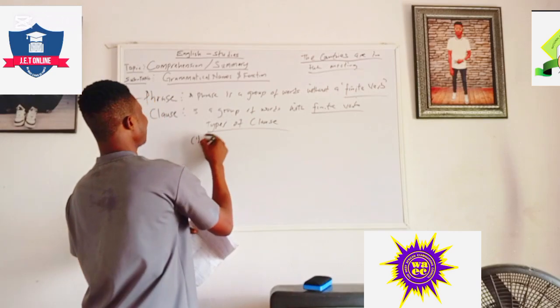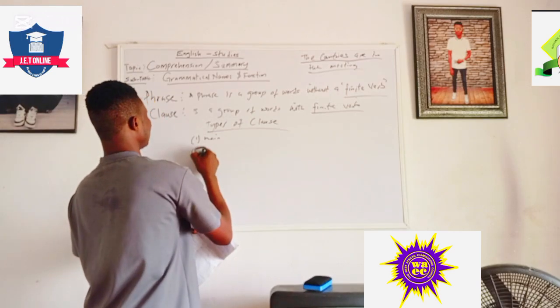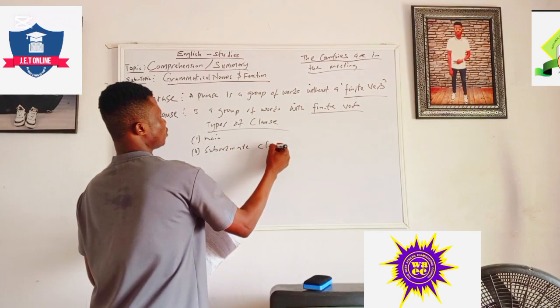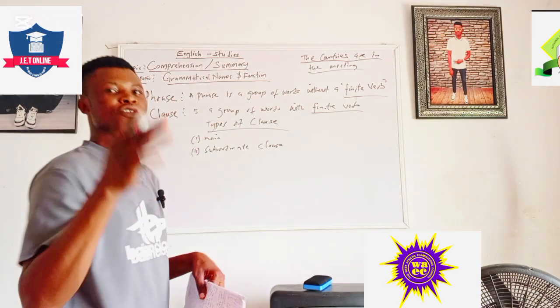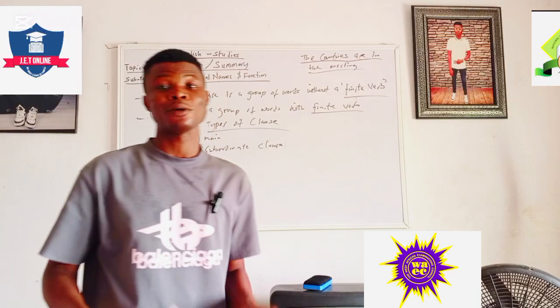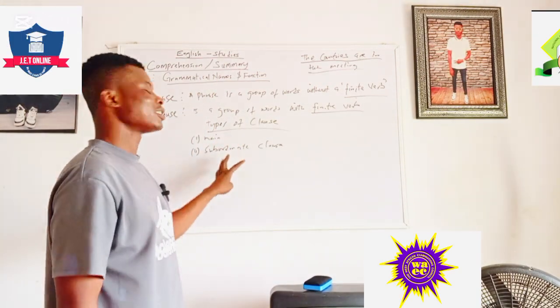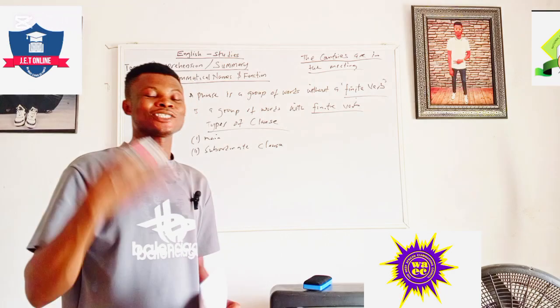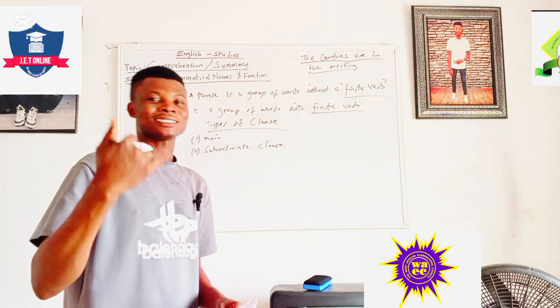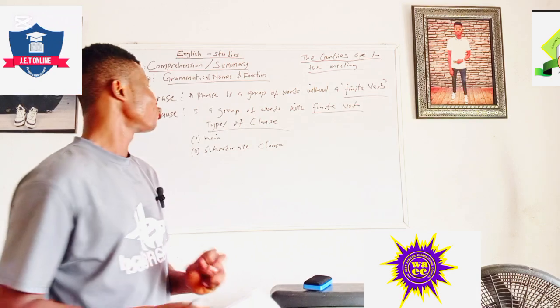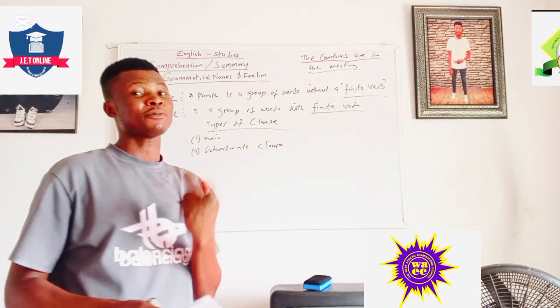We have what we call main clause, and we have what we call subordinate clause. But for the function, or for the case of grammatical name and function, we are not really concerned with the main clause. We are concerned with what? The subordinate clause, because it is in the subordinate clause that the expression will be underlined from in the passage, in which you are to do what? To provide the grammatical name for it, the type of clause it is.